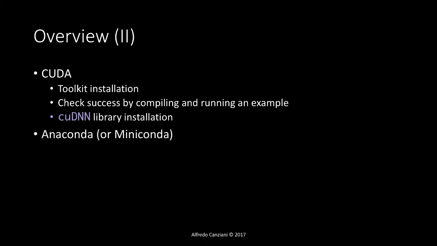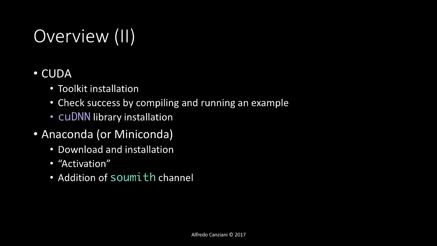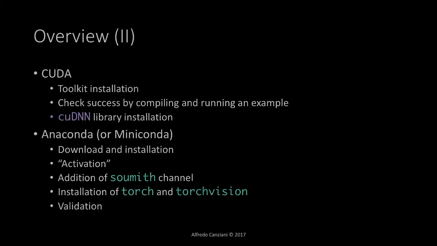Then we are going to get Python 3 via Anaconda. We will download it and install it. We will proceed with the activation. We'll add the Soumith channel and then proceed with the installation of Torch and TorchVision. Finally, we are going to be validating that everything went just fine.